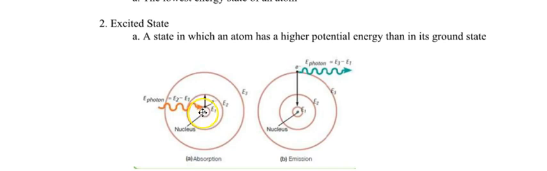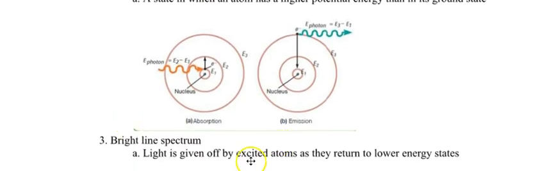What's going on? So when the electron, maybe it's at E1, all right, absorbs energy, it's going to jump to an outer shell, to a higher energy. Then look at this, what happens next? Light is given off by excited atoms as they return to lower states. So the first step is going to go from here to an outer energy shell, number one. How does it relax back down? It's going to go from the outer energy shell back down to its ground state. So it's going to jump back down.